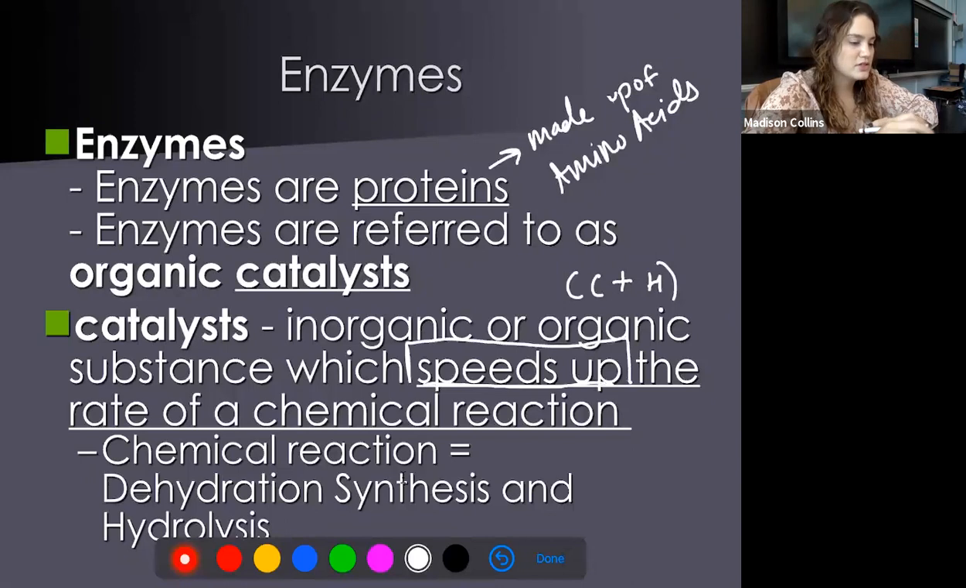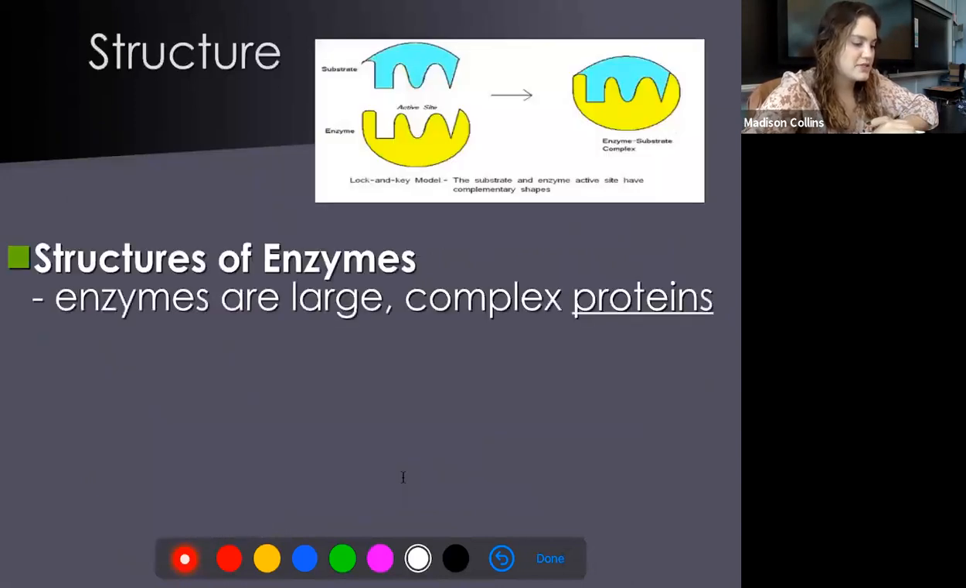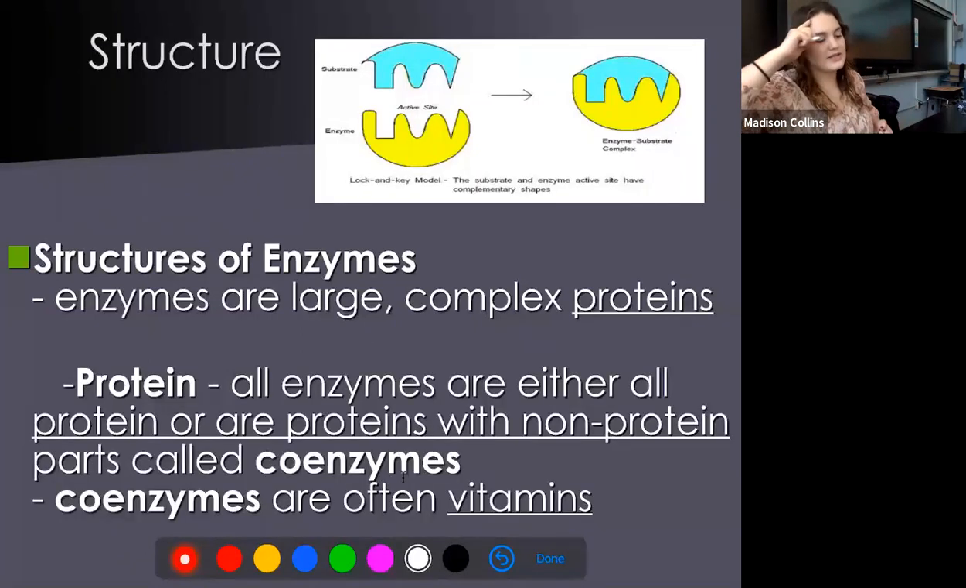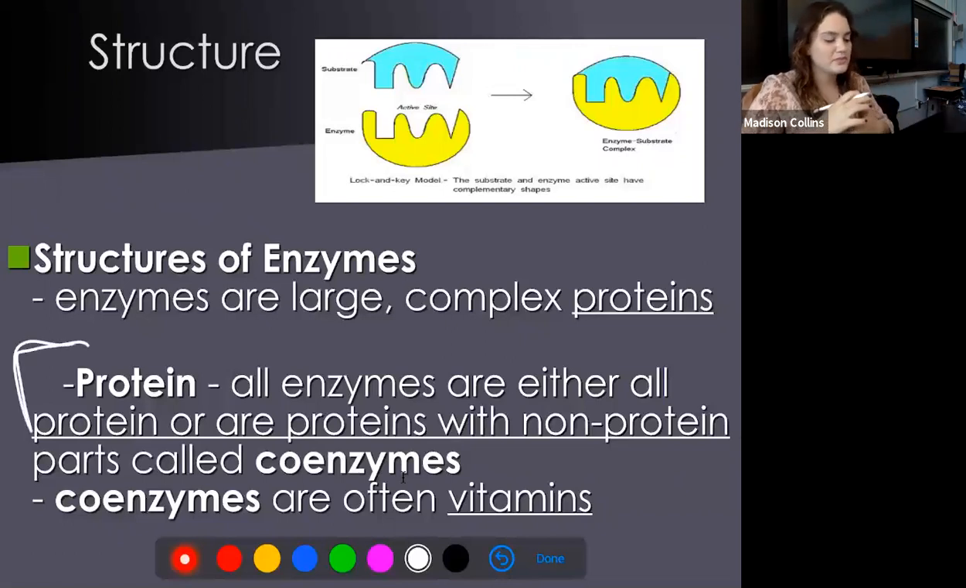All right, moving on. So what do we need to know about the structure of enzymes? Okay, so enzymes are large complex proteins. Again, they're made out of amino acids. So all enzymes are either all protein or are proteins with non-protein parts called coenzymes. And coenzymes are often vitamins. So you actually don't need to write this down on your paper because most of the enzymes that we will be working with are going to be fully protein. Okay, so don't worry about coenzymes just yet. All right, and what do we need to know about this picture?